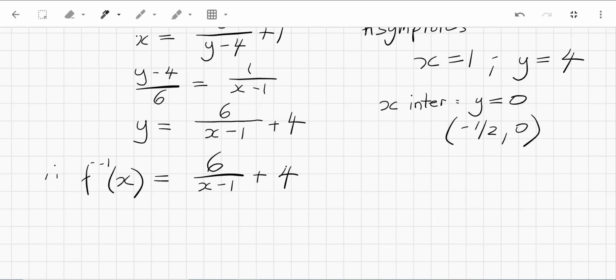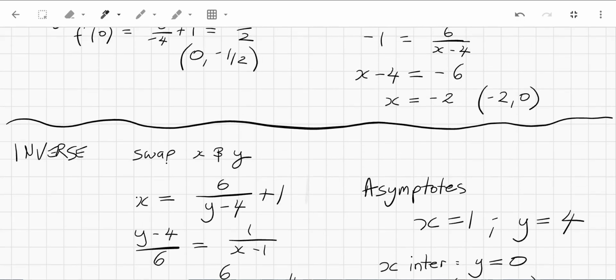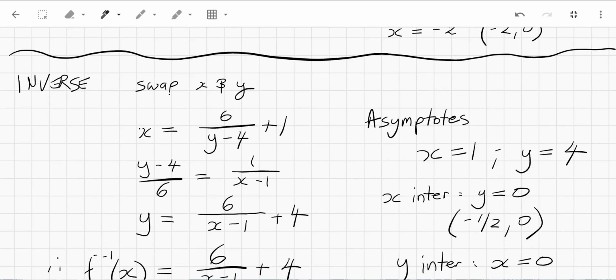And the y-intercept, when I let x equal 0, becomes (0, negative 2).